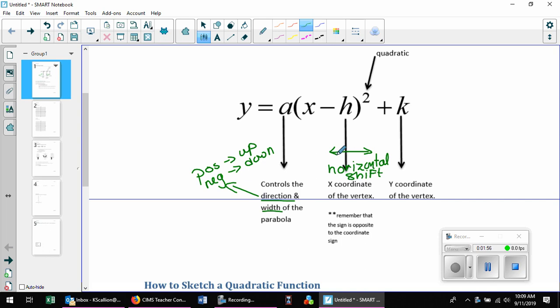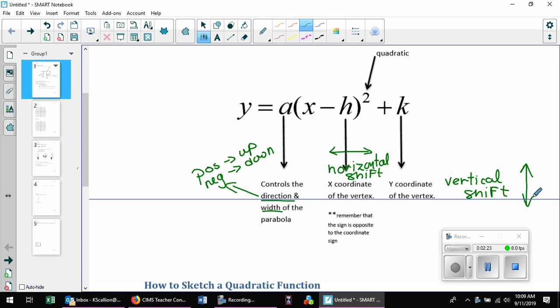Okay? And K is the y-coordinate of the vertex or the vertical shift. And this one does tell you the straight story. So if it's an add 3, then you're going up 3. If it's a minus 3, you're going down 3.